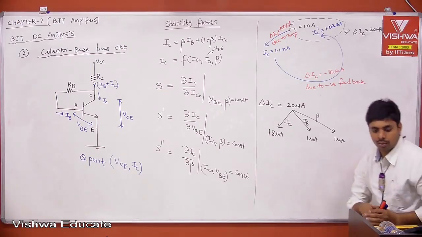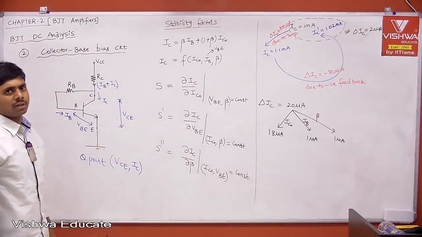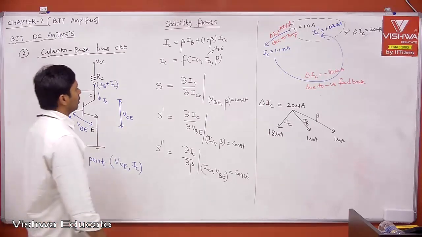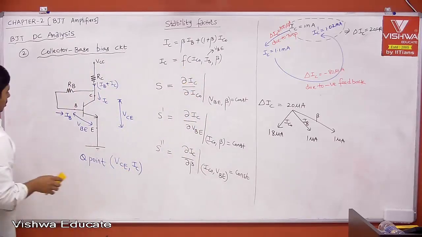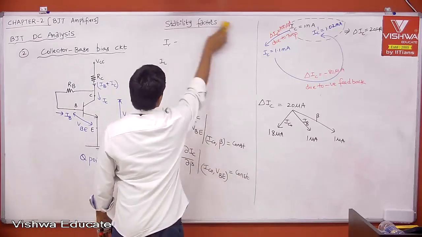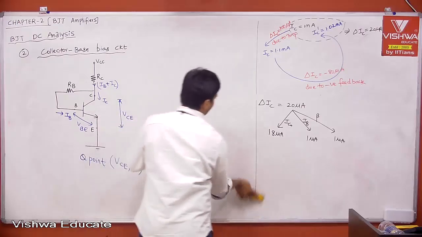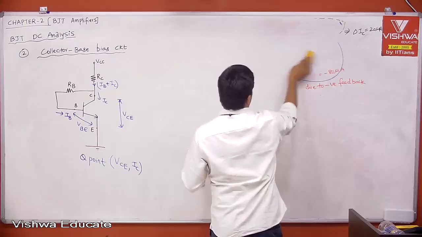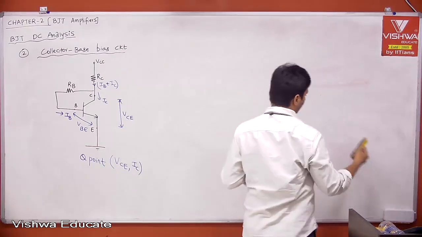Over. Now let's see. I think it will take only 10 to 15 minutes. I think within this session we can complete the stability factor derivation. Now this is the definition, right? Let me arrange everything. I need space. Therefore, I will use this also completely. The same thing we need to do for the next circuit.